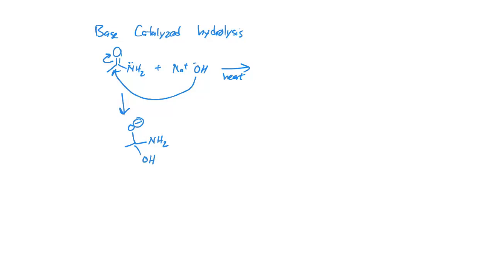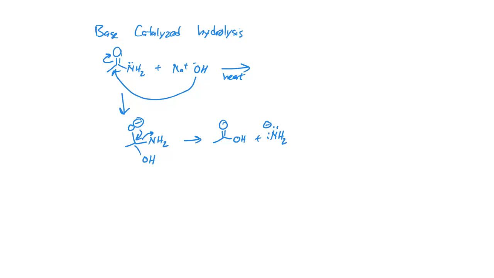And then we're going to reform the carbonyl and kick off the leaving group NH2-. Now this is actually a very poor leaving group. NH2-, let's get the minus in there. NH2- is a very strong base. Remember that ammonia, NH3, has a pKa of around 35. And so that means that this base, the conjugate base of ammonia, is very strong. And so this step is rather uphill. It takes a bit of energy. It's probably not very fast.